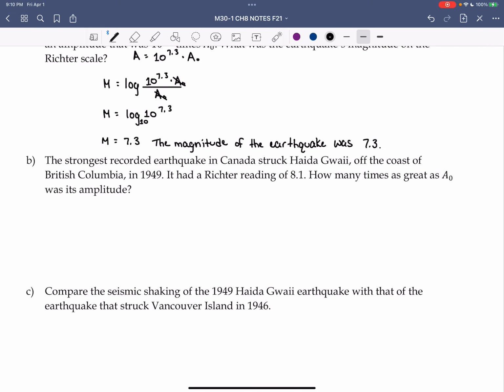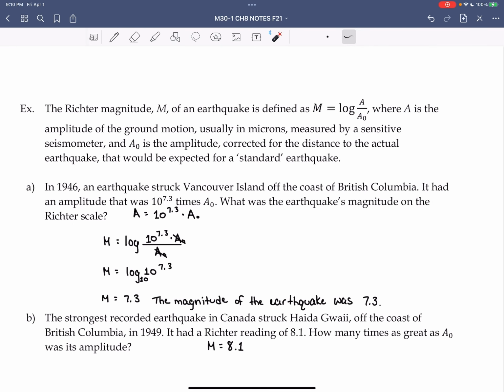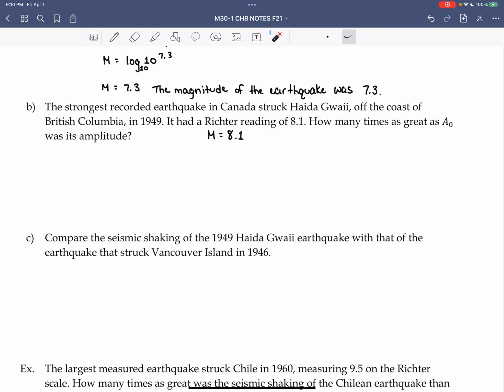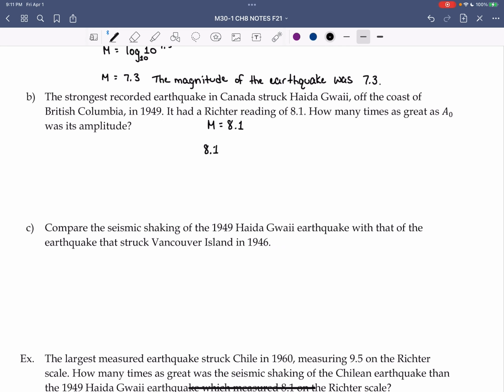B. The strongest recorded earthquake in Canada struck Haida Gwaii off the coast of British Columbia in 1949. It had a Richter reading of 8.1. How many times as great as A0 was its amplitude? So if it has a Richter reading of 8.1, that's saying that m equals 8.1. Again, using the formula for the magnitude, m equals log of A over A0, we get 8.1 equals log of A over A0.